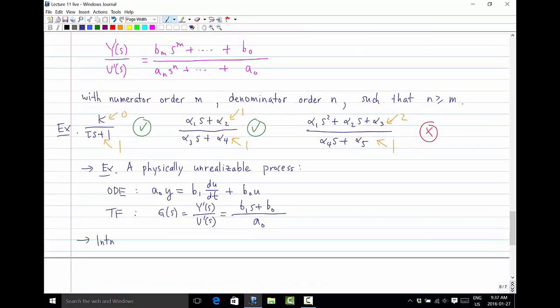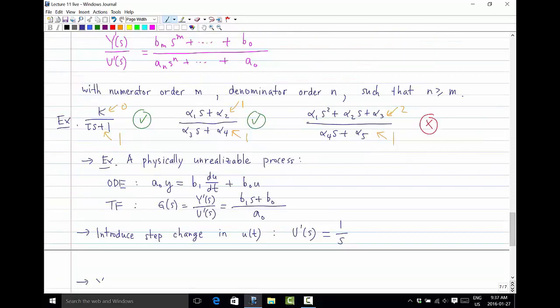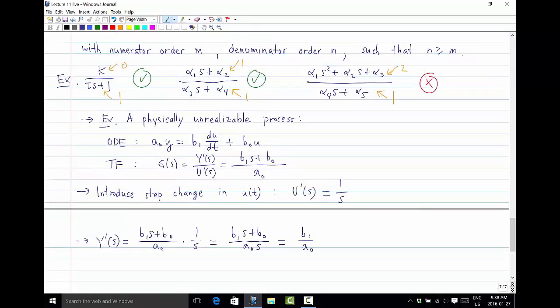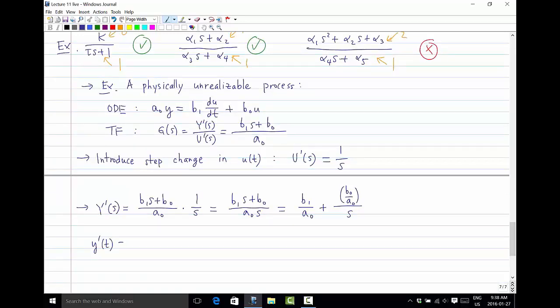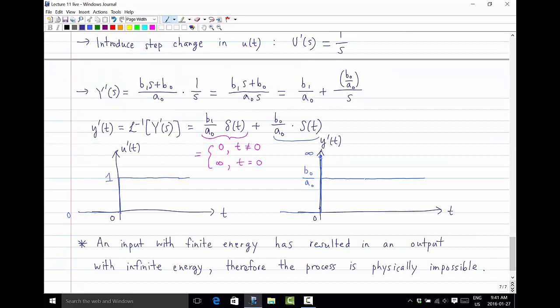In this example, when a step change is introduced in the input, we realize after taking the Laplace transforms, evaluating the terms, and then taking the inverse Laplace transforms, that the output in response to a step input is an impulse. This is shown in the following plots. Notice that this impulse function takes a value of infinity at time equals 0.